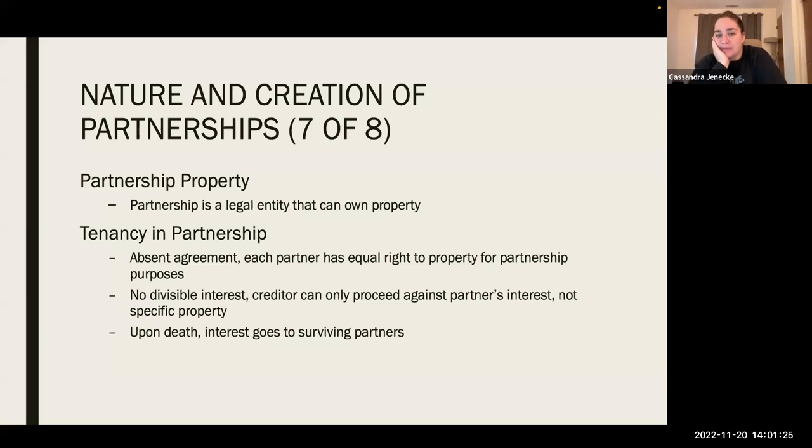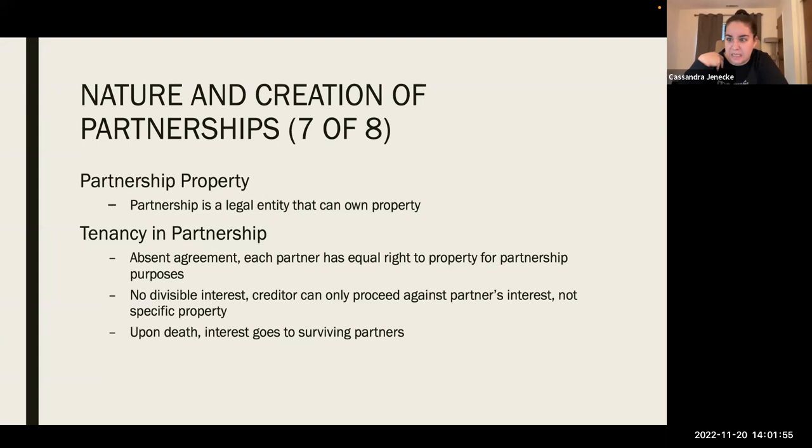And so because of that, partnerships can own property, partnerships can engage in contract relationships, things of that nature. Now, as with any relationship, because a partnership is just a legal relationship between individuals engaged in a business for profit, you have to start talking about how do you divide up stuff, right? Like, what does that look like? And so when we look at tenancy and partnership.